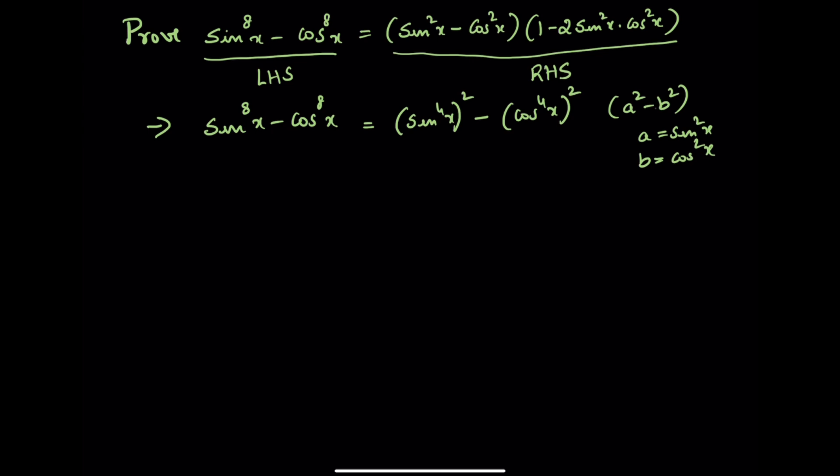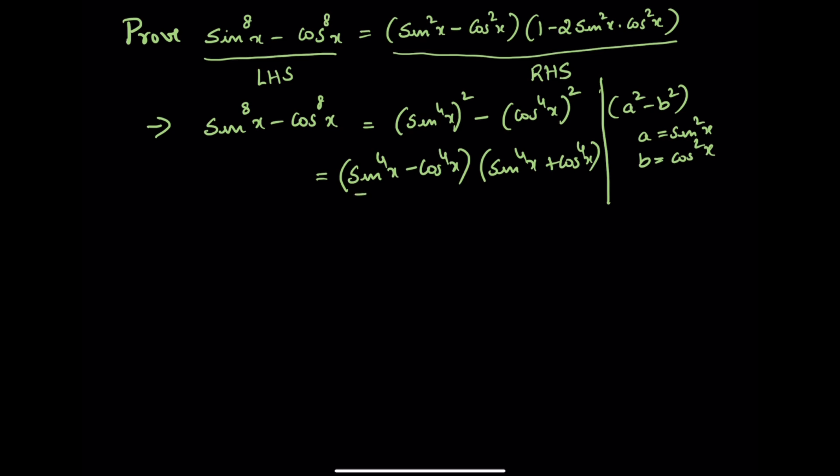Now let's apply this formula. What is a square minus b square? That is a plus b and a minus b. Now let's write a minus b, which is sine to the power of 4x minus cos to the power of 4x, multiplied by sine to the power of 4x plus cos to the power of 4x.